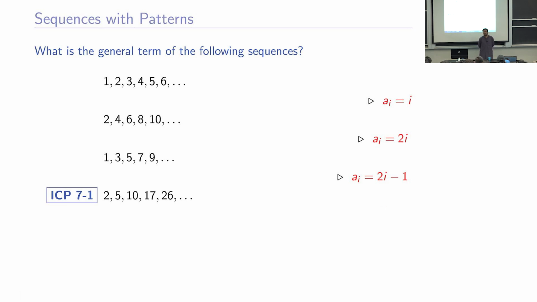Quickly. What will be the next number? 37. Why? The difference is increasing by 2: 3, 5, 7, 9, 11. Okay, that's a good way to look at it, but there is another way.